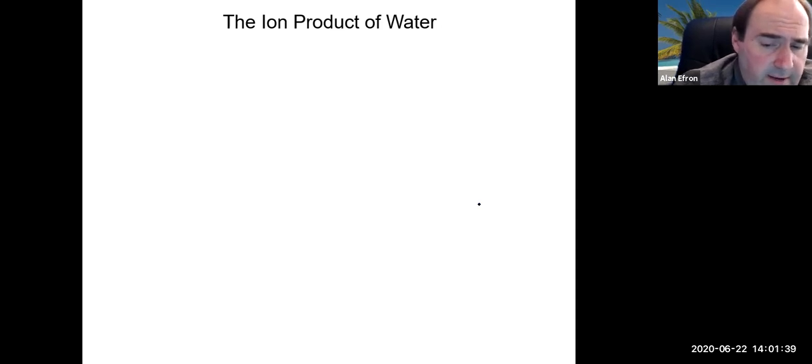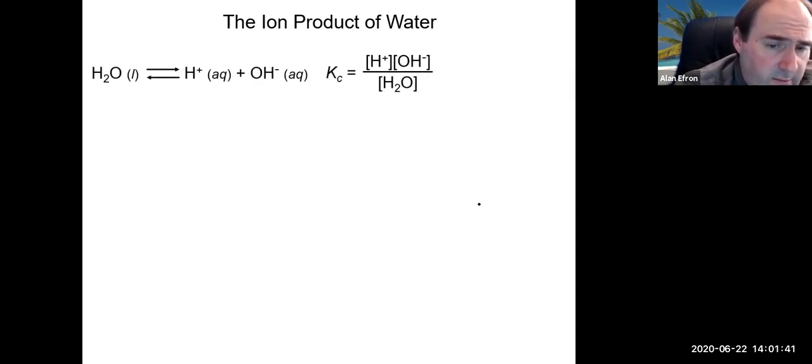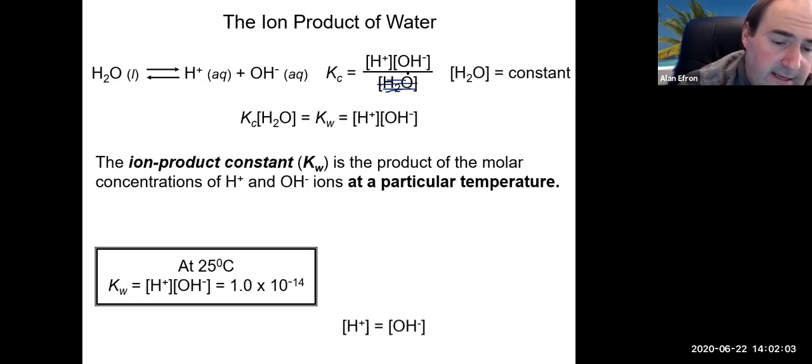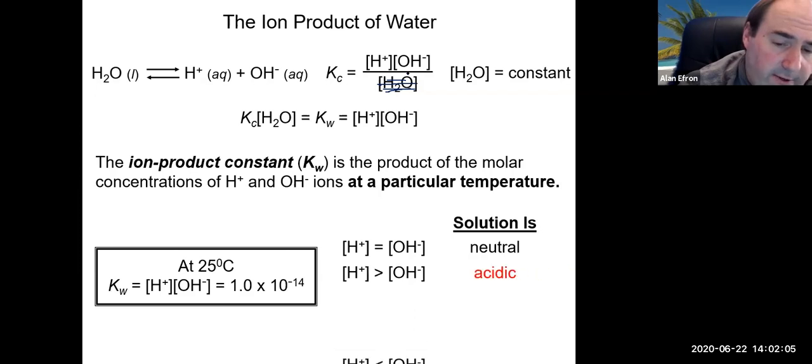So then let's talk about water and the ion product of water. Water can react with itself and set up an equilibrium. And just like we talked about with our equilibrium constants, we can write a Kc for it. And just like what we were talking about, we would not include water, as it is a constant. And that gives us a relationship that's known as Kw. And Kw is the ion product of water.